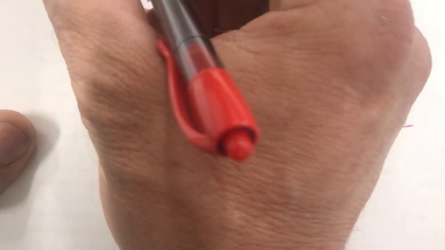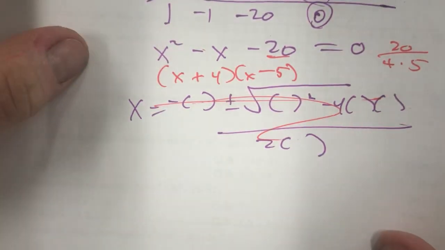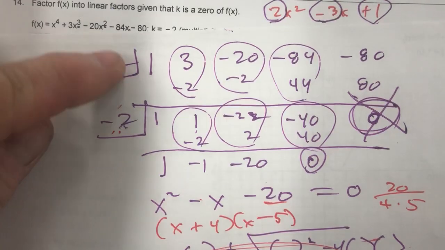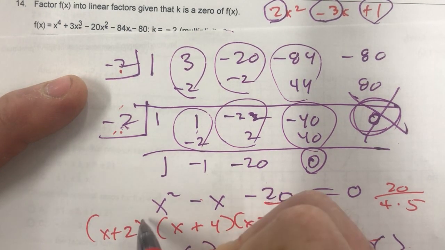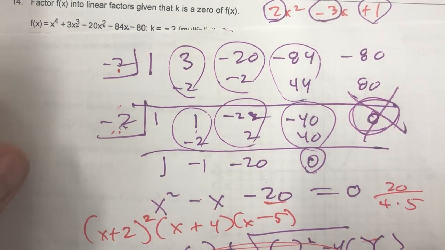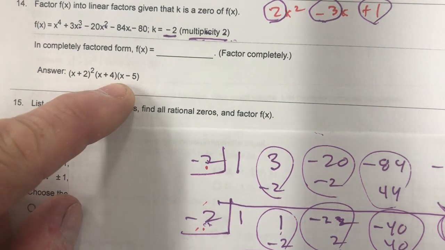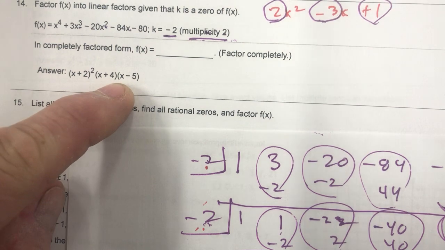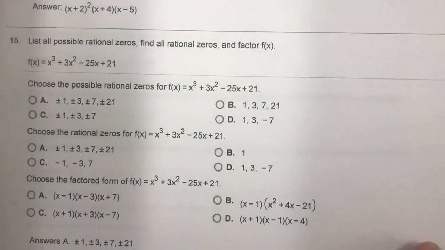But anyway, and then I had this already, so this was 0, -2. -2 is 0 twice, so that's going to make x plus 2, and it's squared because there's 2 of them. So that should be it right there. Look at that. We got it, man. We got it.